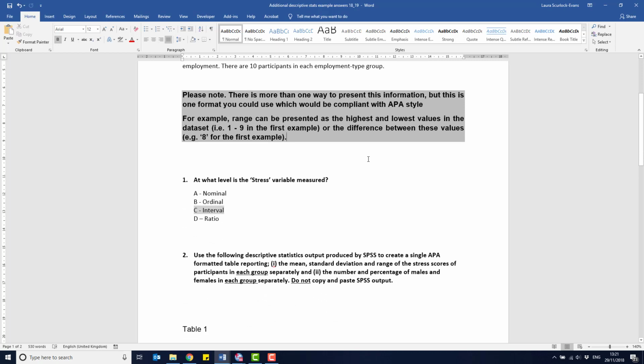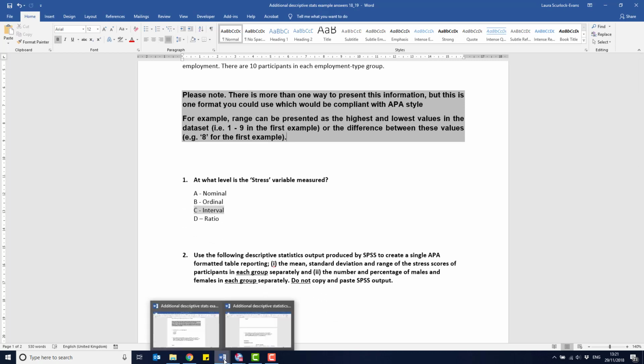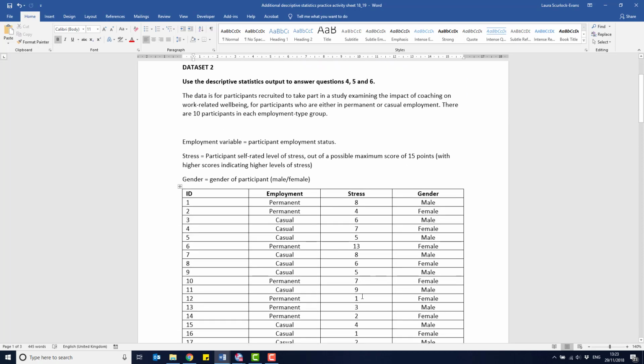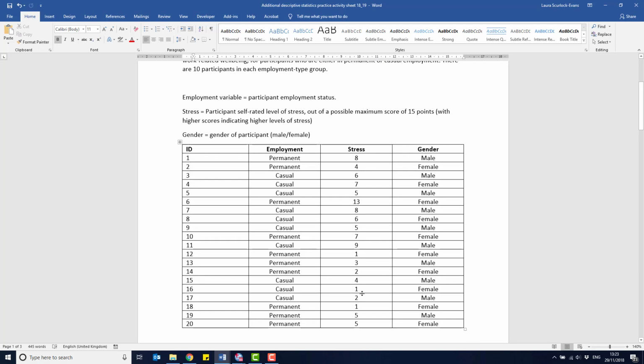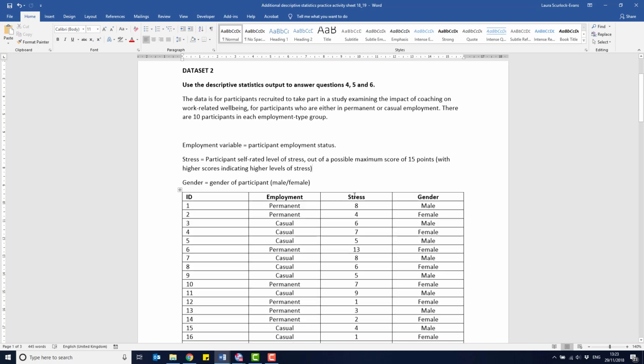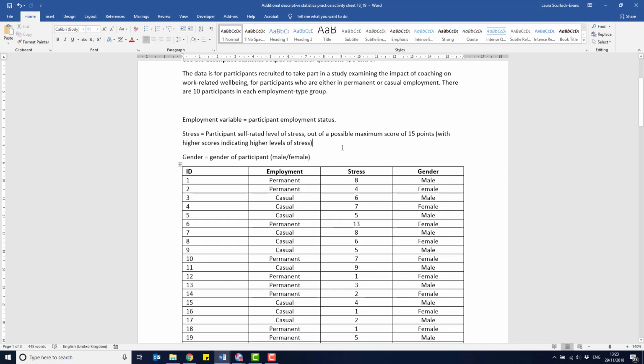Well, if we look back at the original, we can see that it's self-rated levels of stress on a 15-point scale, and we can see that that ranges from 1 to 15. Now, although it's not completely explicit here, it looks like the minimum score that you could have would be 1 and the maximum would be 15.